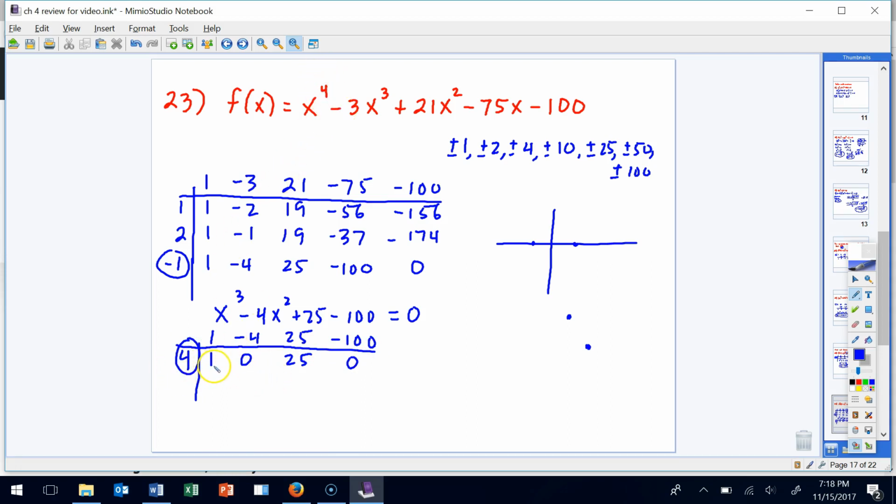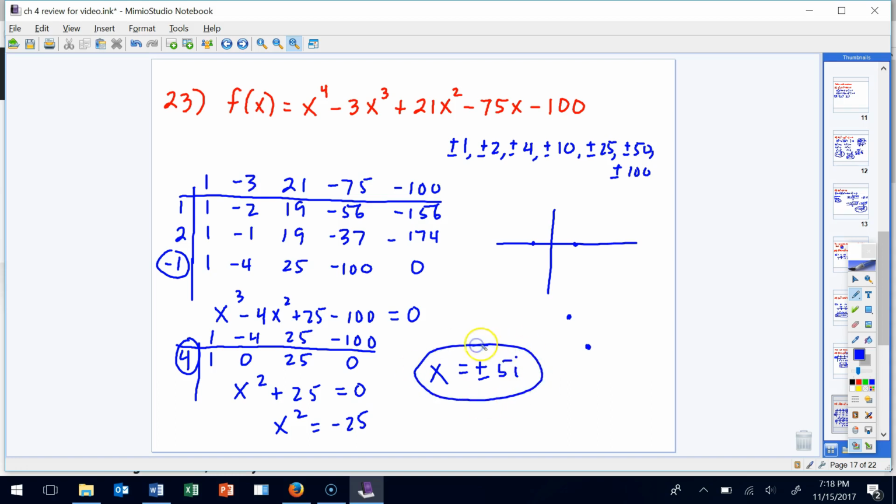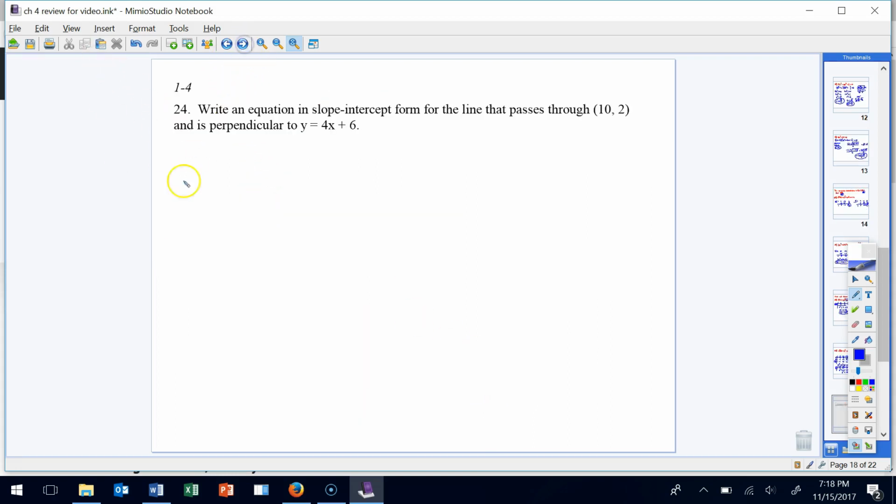And now let's make an equation out of this. This is going to be quadratic. x squared plus 25 equals 0. x squared equals -25. So x equals plus or minus the square root of -25, which is 5i. So we found all 4 zeros: -1, positive 4, positive 5i, and negative 5i. And that takes care of 23. Okay, 24.